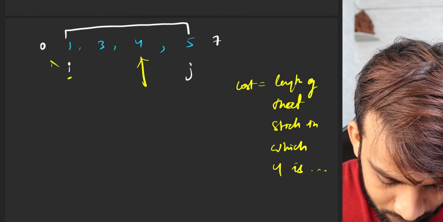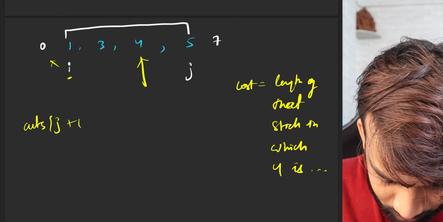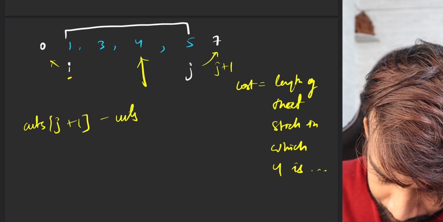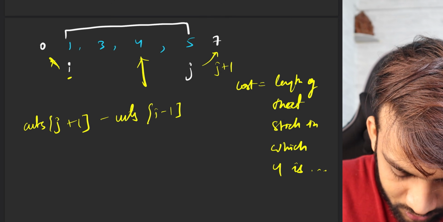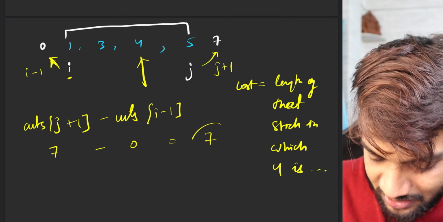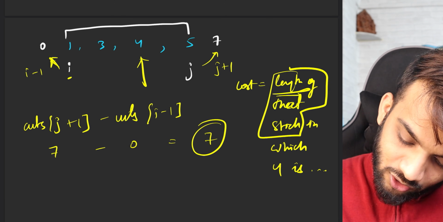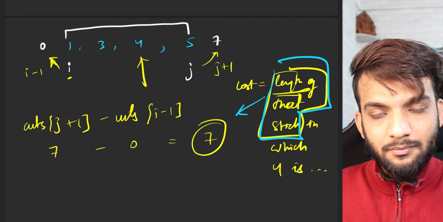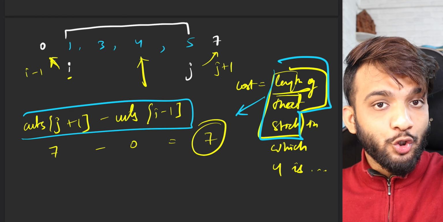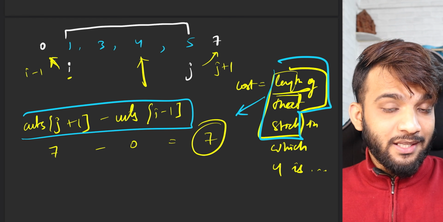I minus 1 cuts of j plus 1 rather, which is this j plus 1, minus cuts of I minus 1, which is this. 7 minus 0 is 7. This is the length of the stick. If I apply this formula, it'll give me the length of the stick. I will show you why in future. So we have understood that this is giving me the length of the stick.